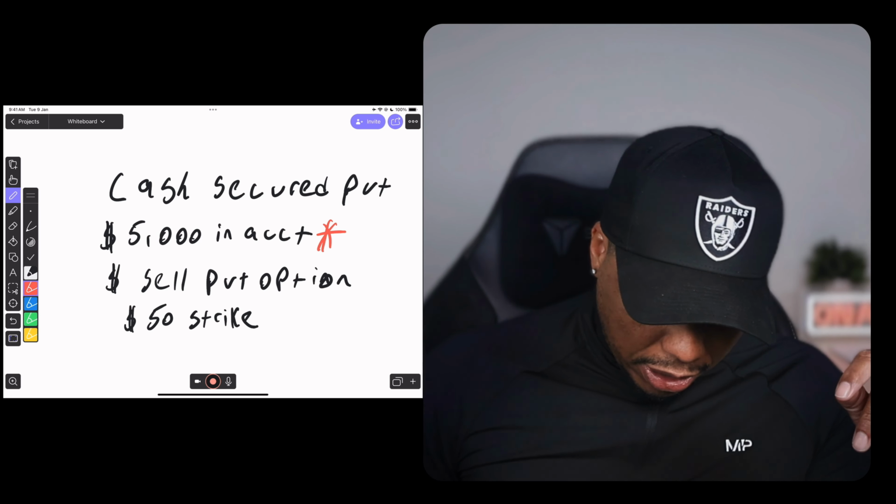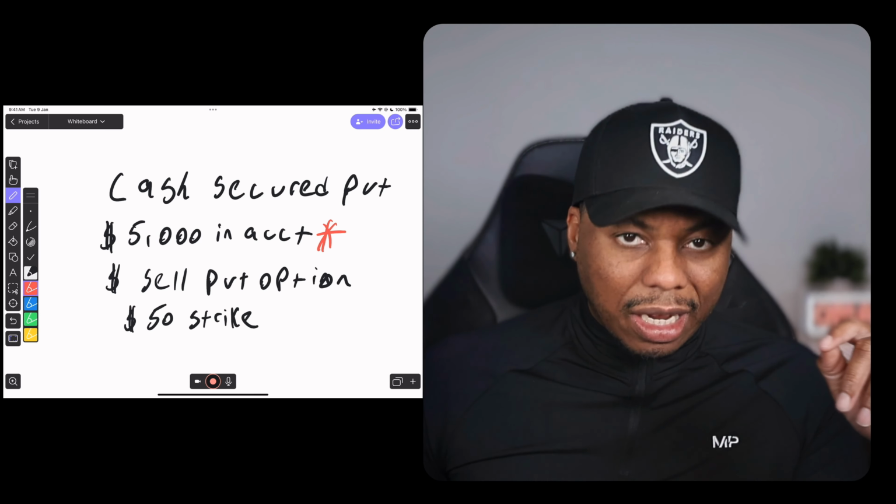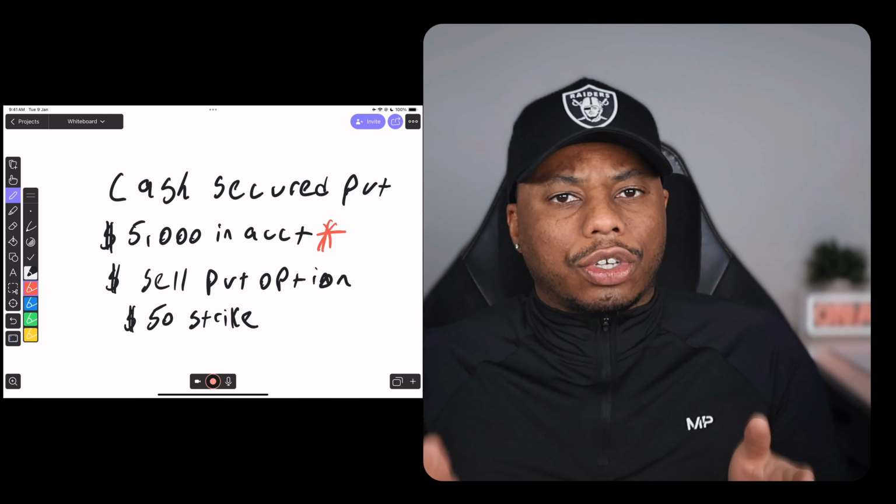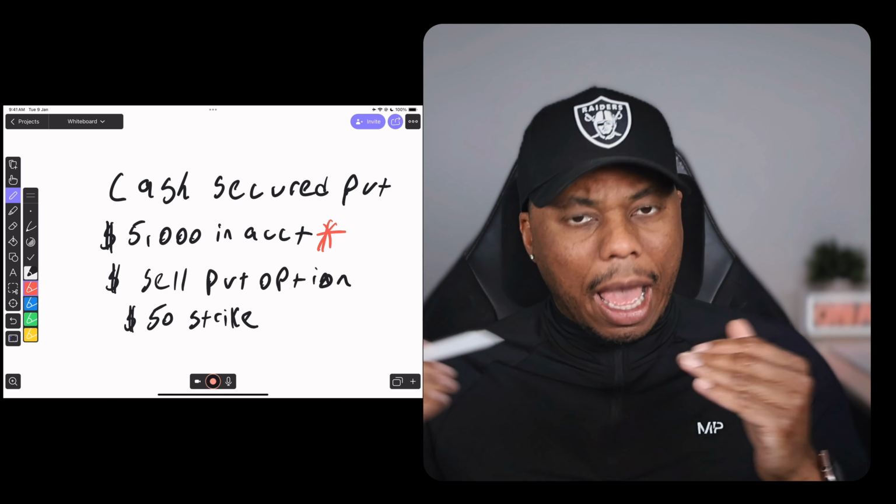And once again, let's go to the example. So I've got a cash secured put here. I have at least $5,000 in my account. This is what makes it cash secured, right? Because there's a couple things that can happen here.